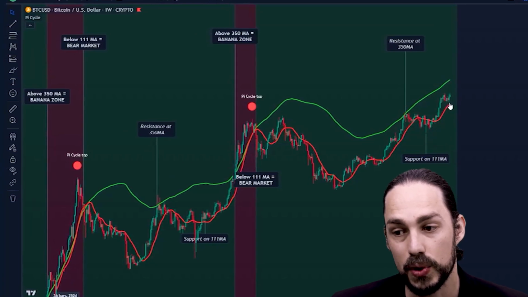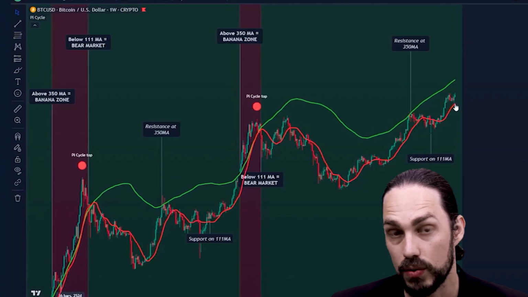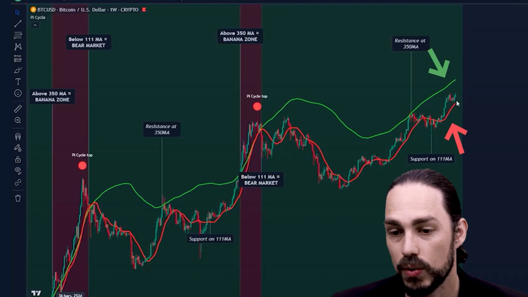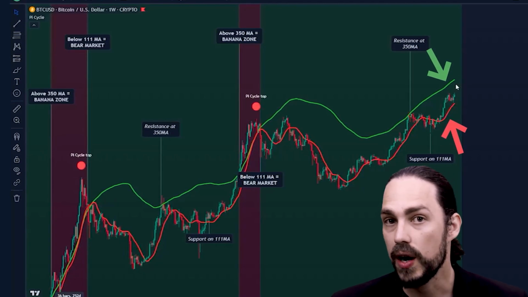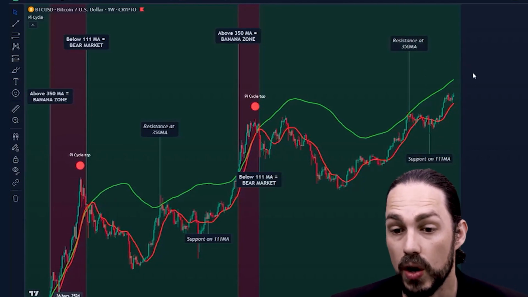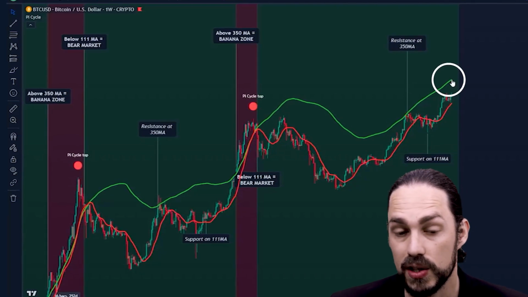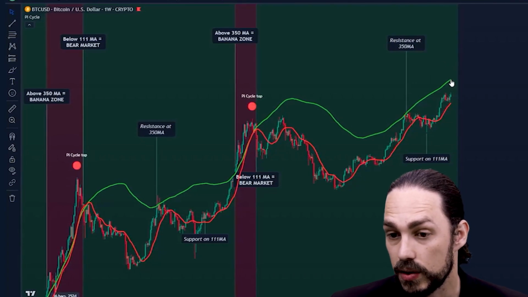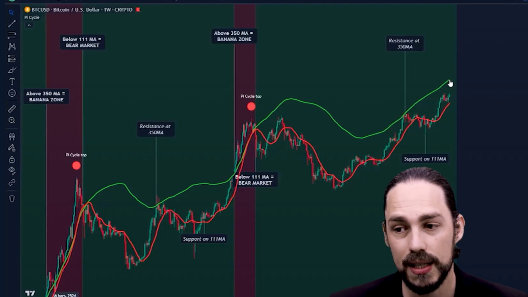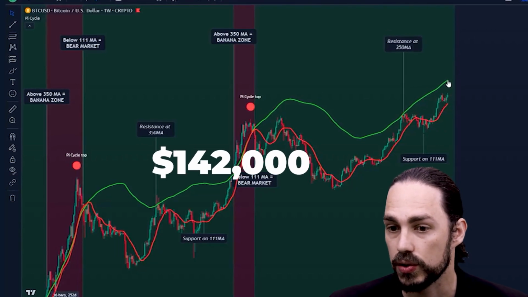We can see that we are trailing this red line. This last little push back down to that 90 is on the red line at the moment, and we can see that the red line and the green line are still quite far away from each other, and we have not managed to break above this critical green 350 moving average on the Pi Cycle Top indicator, and that's currently sitting at roughly about $142,000.